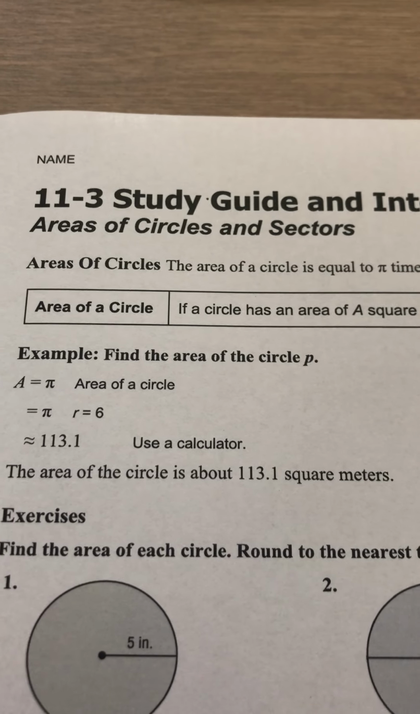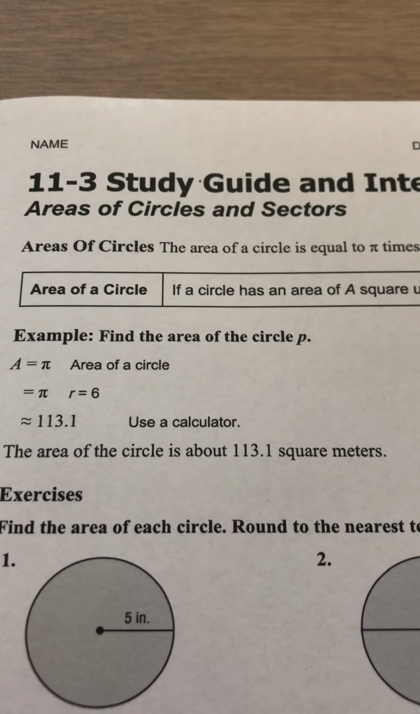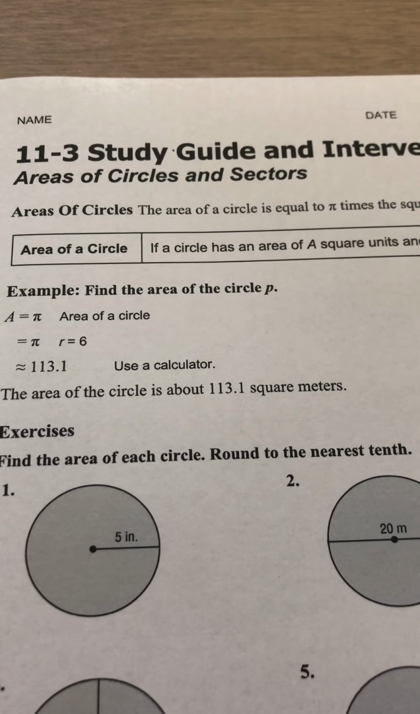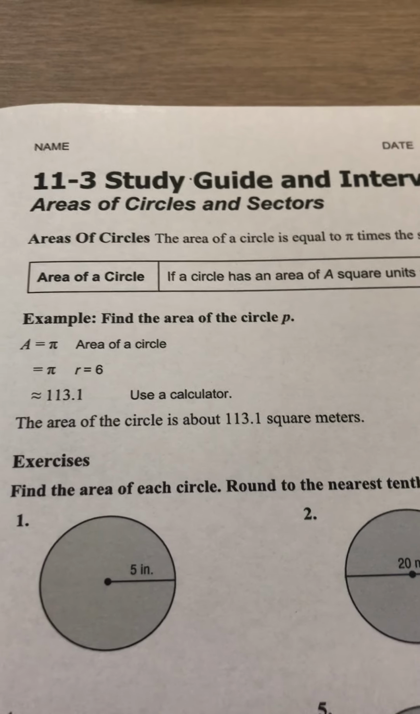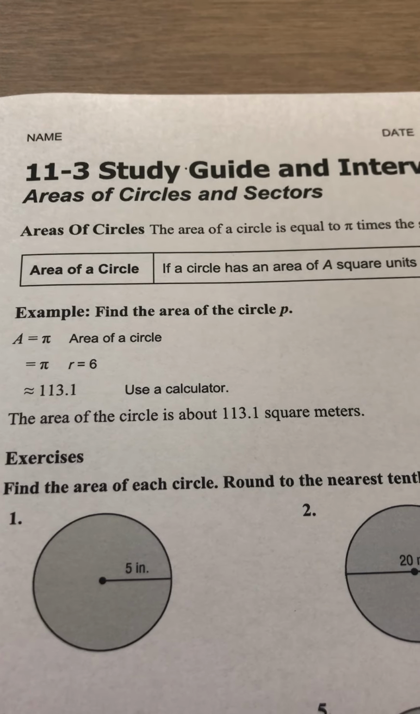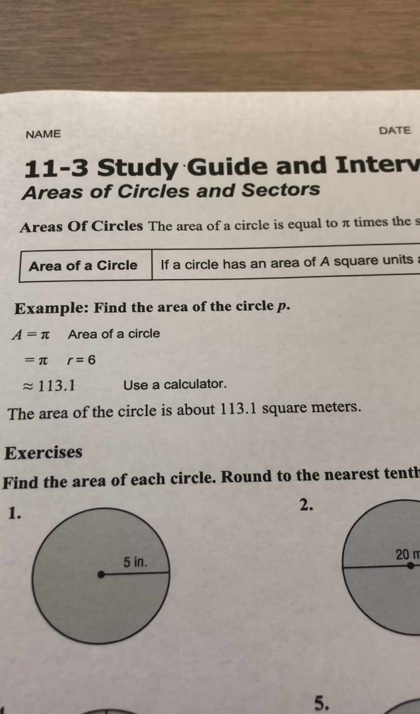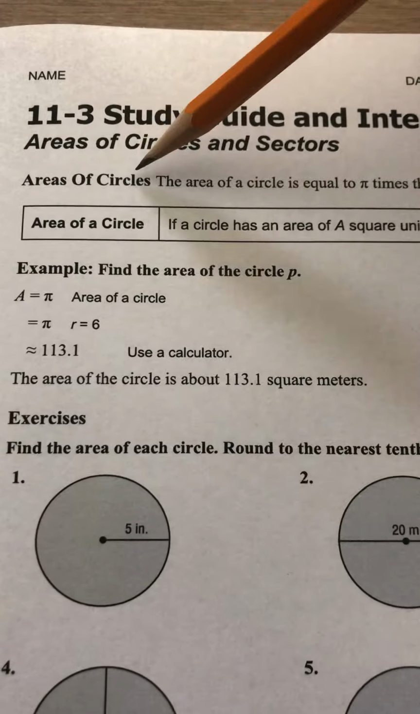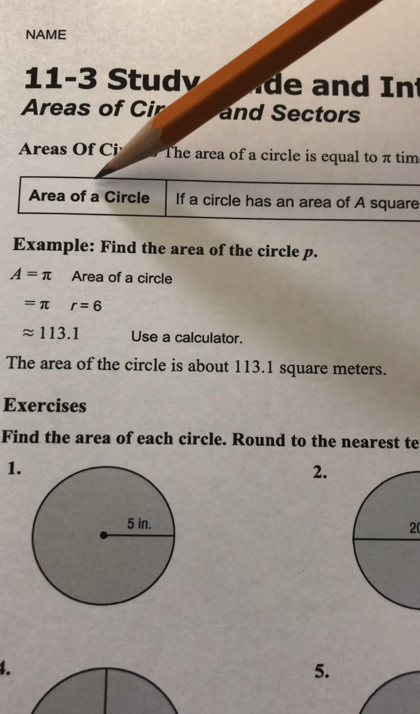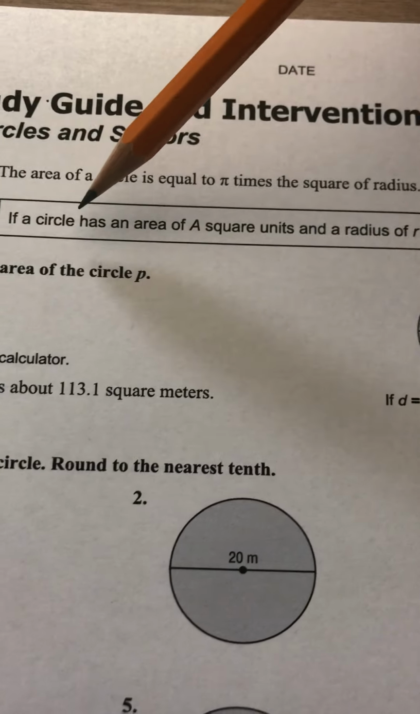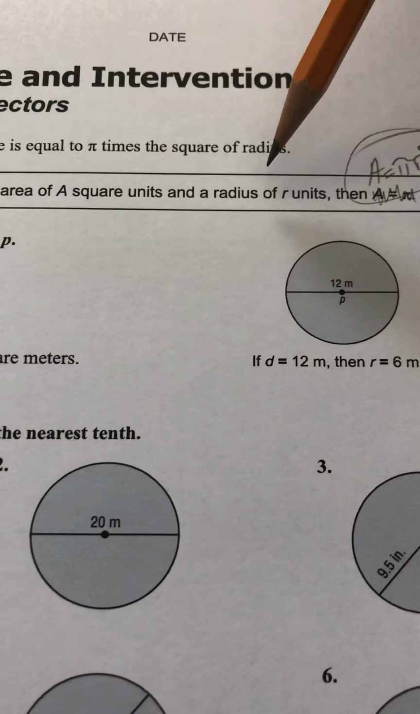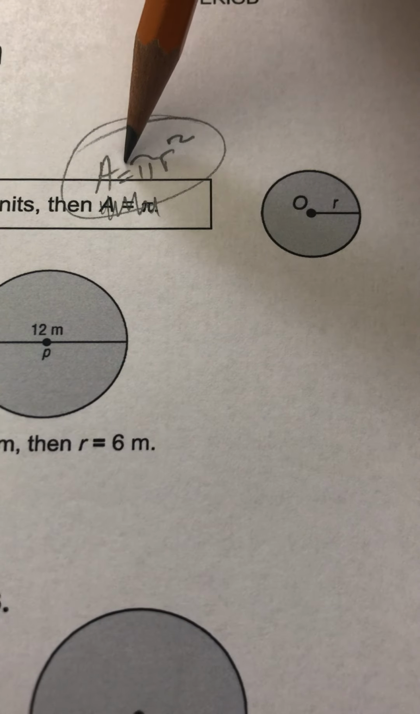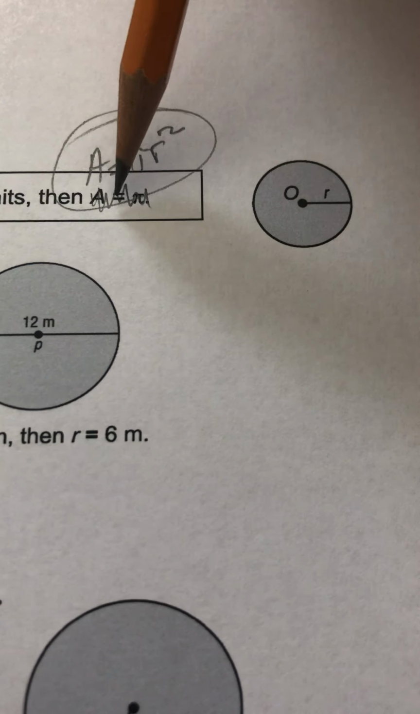Okay, 11-3, areas of circles and sectors. This is a two-parter. The first part you've already been taught. Actually, if memory serves me right, we've covered both parts before spring break, so it should be an easy review for you. So the area of a circle, for some reason when I printed it out, it gave me the wrong formula. Area of a circle is A equals pi r squared.